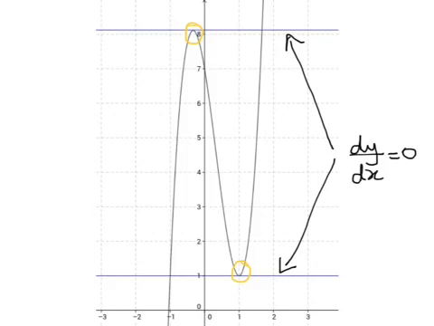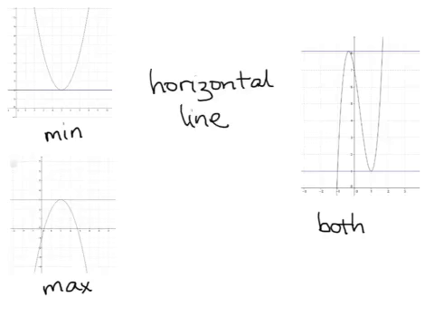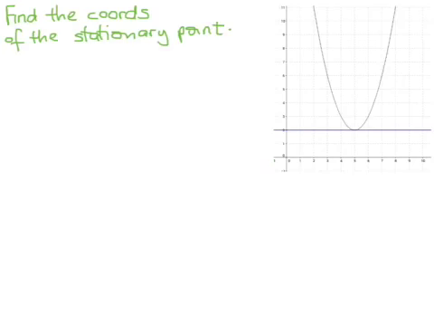So how can we use this information? We see that whether it's a minimum point, a maximum point, or whether we have both, the gradient is a horizontal line, and therefore the gradient function is equal to 0. Okay, so let's take our first example. And suppose we are asked to find the coordinates of the stationary points. And of course, we have the graph here to help us, and we can simply read the stationary point coordinates off. But let's say that we were given the equation of the curve.